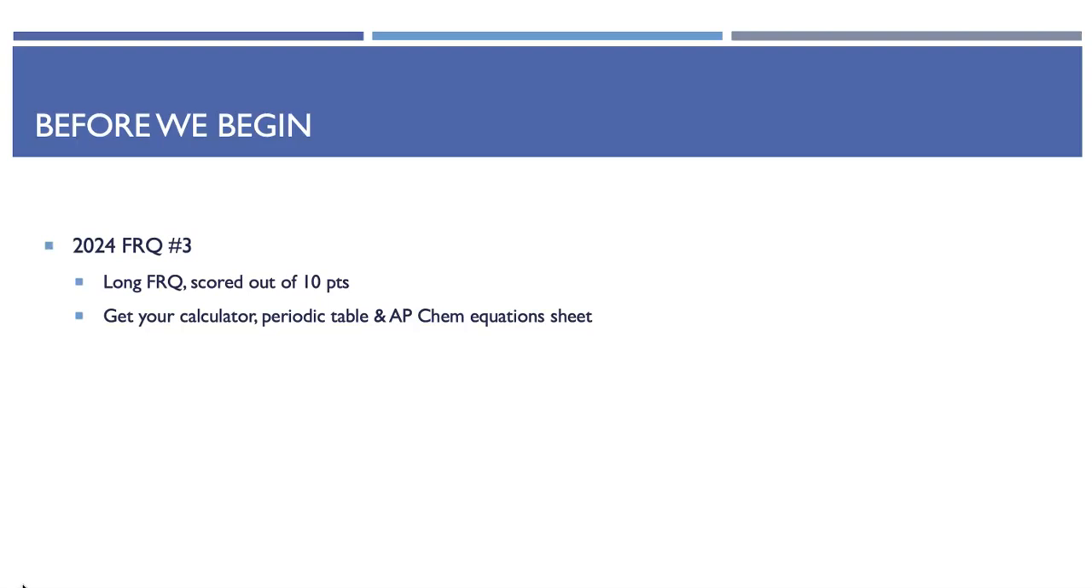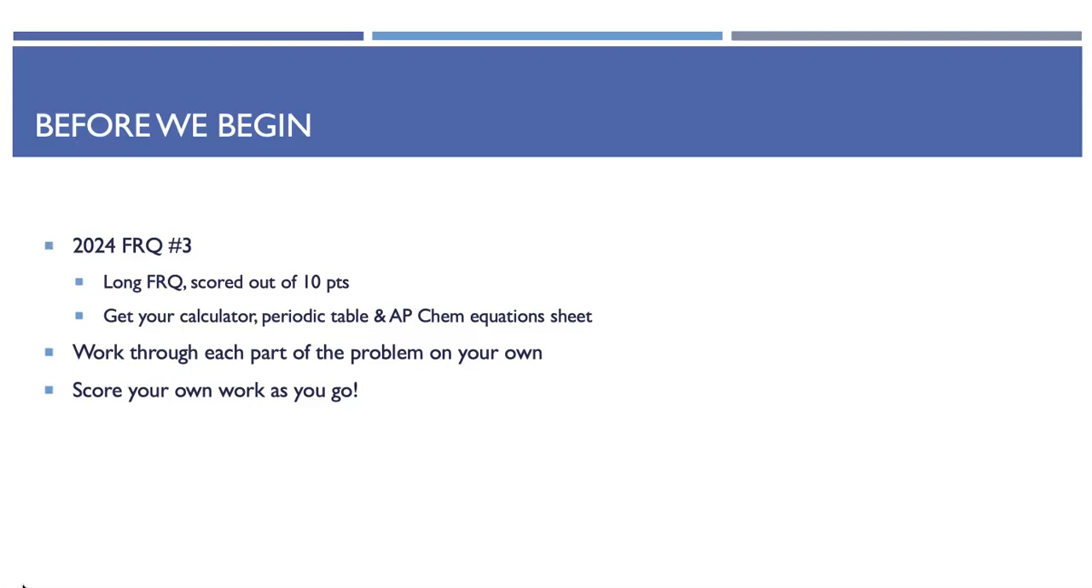Before you go any further, grab your calculator, your periodic table, your formula sheet, some paper to write down your answers. What I want you to do is to listen to me introduce each part of the question and then pause the webcast and try to answer it on your own. And then listen to my explanation of how I arrived at my answer. And then keep track of your score as you go for each part. Did you earn the point? Did you not earn the point? And that's going to really help you develop as an AP Chemistry student.